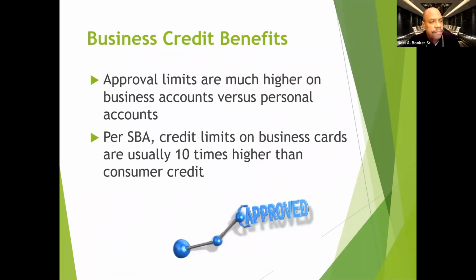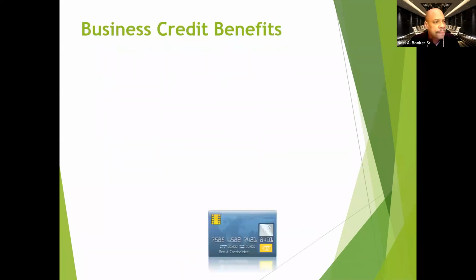Business credit benefits. Approval limits are much higher on business accounts versus personal accounts. Per the SBA, credit limits on business cards are usually 10 times higher than consumer credit. And that sounds remarkable, right? That's just unbelievable. But the basis of it is a business needs access to more money than an individual. So business accounts allow you more money.